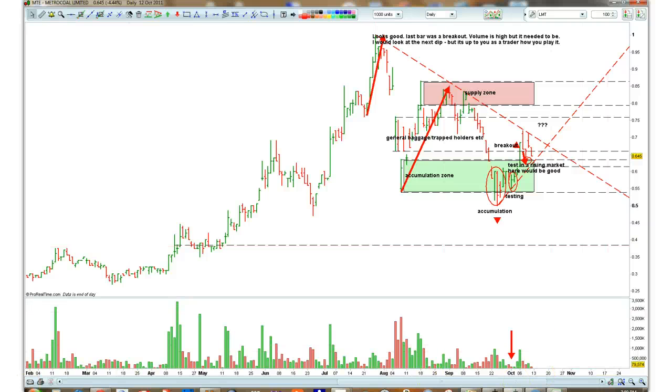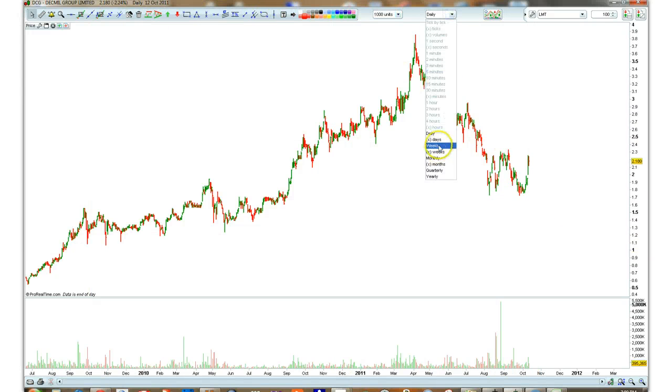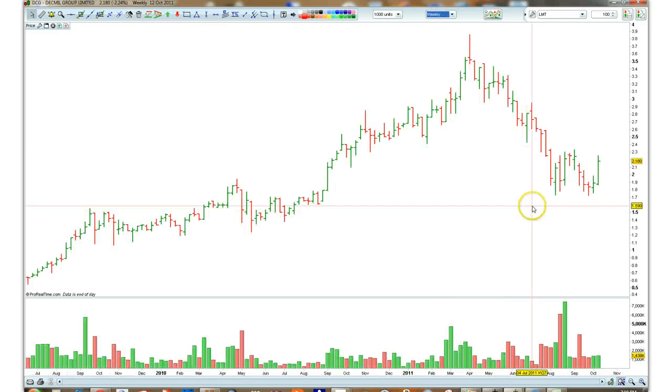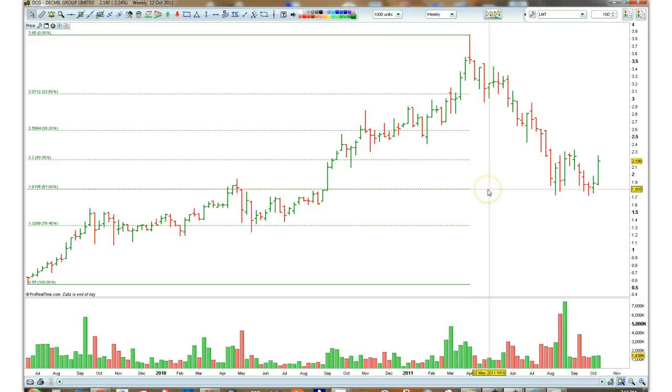So that's MTE. This is DCG. Had a bit of a run up. Let's retrace back and have a look at the weekly chart on that. If we put a fib on there, let's come back to about the 61.8 fib. But it hasn't been able to really break convincingly above the 50 fib. So it's broken below the 50 fib, and it's finding resistance at the 50 fib just under there.